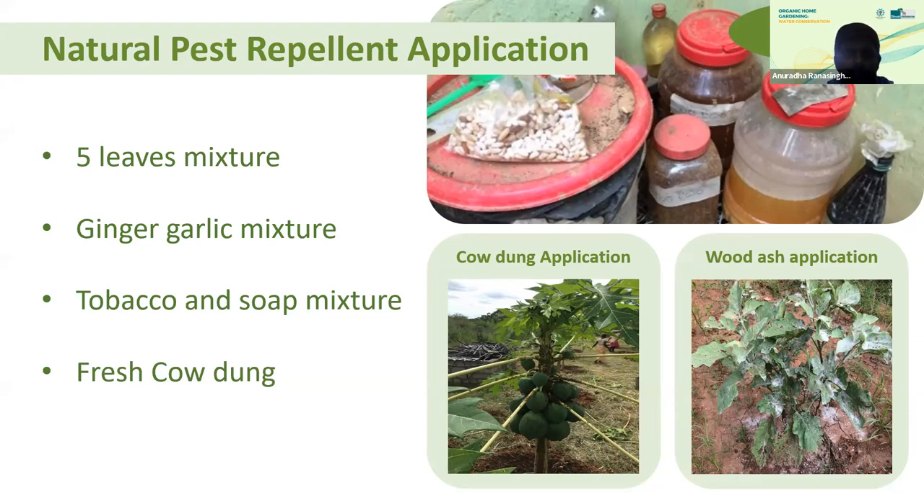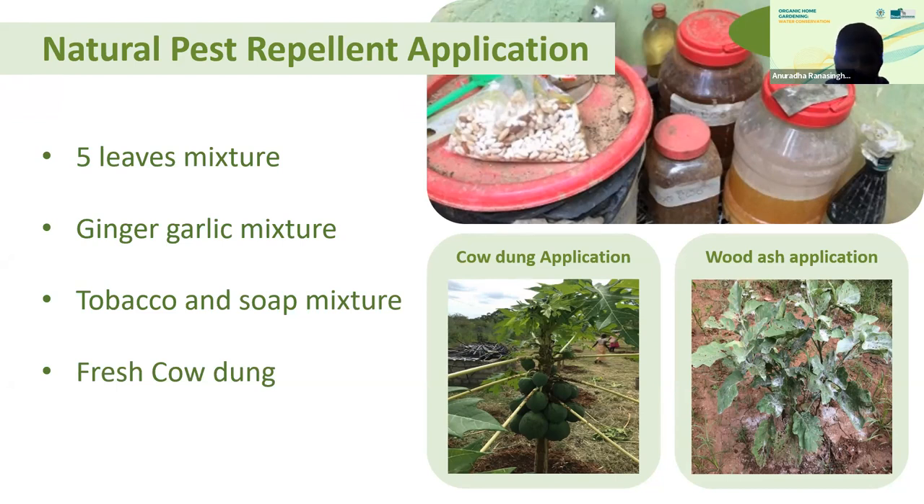Then tobacco and soap mixture is another mixture we can prepare. We can take some tobacco, put in some hot water and make it like a tea, add some soap, and spray it on the plants. So that's another natural pest repellent method.